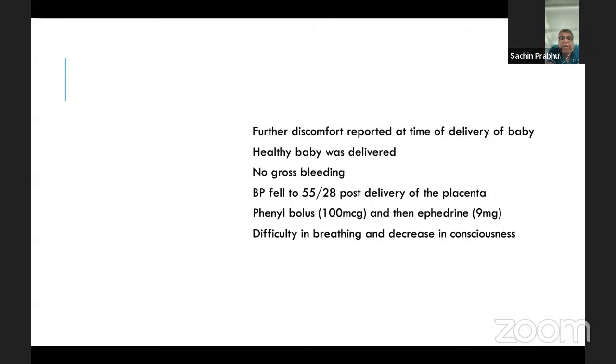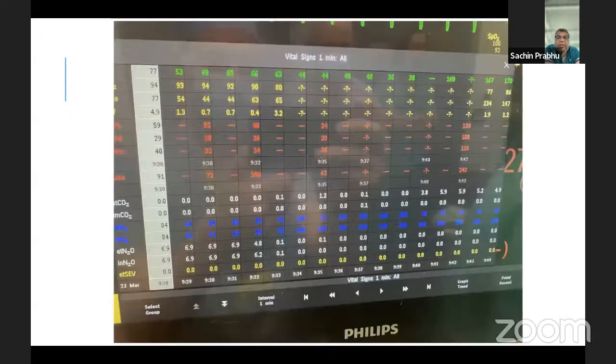Phenylephrine boluses and ephedrine were given. She then started complaining of difficulty in breathing, and there was a decrease in consciousness. That is obviously a bit more than what you would normally expect. And as you can see on the screen, or you may not see actually, the blood pressure is in the boots right now. It's quite low.